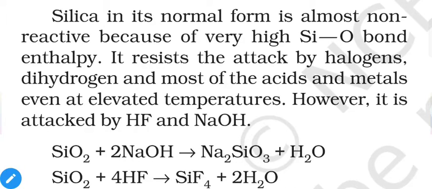Silicon-oxygen bond enthalpy is very high, which makes it non-reactive. So that's why it is resistant to attack by halogens, dihydrogen and most of the acids even at elevated temperature. At lower temperature compounds may be non-reactive, but silica is non-reactive even at a higher temperature. However, it is attacked by HF and NaOH. As mentioned here, SiO2 with NaOH forms Na2SiO3 and SiO2 with HF forms SiF4 and H2O. Silica forms this type of compound with other metals too, but at very high temperature.